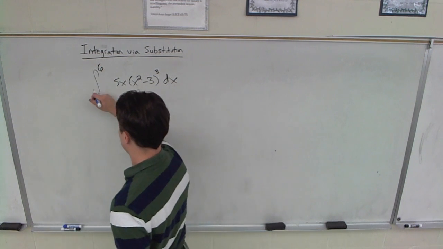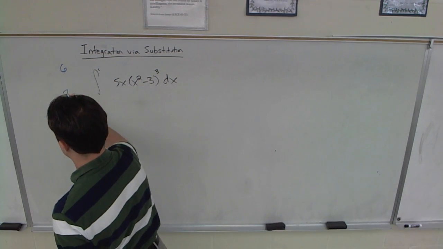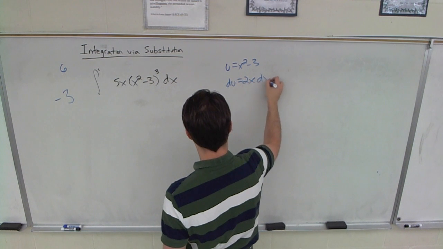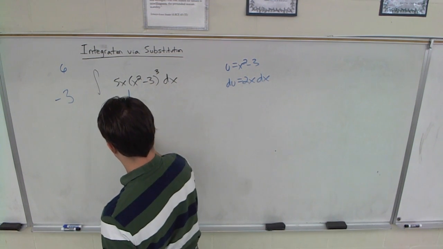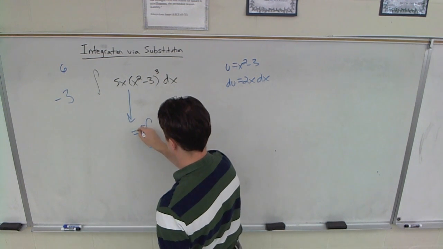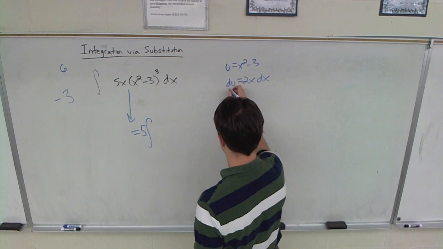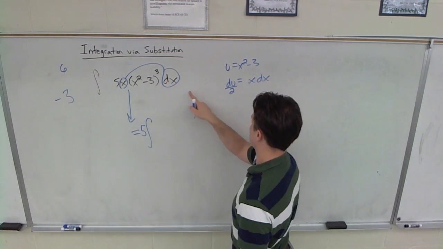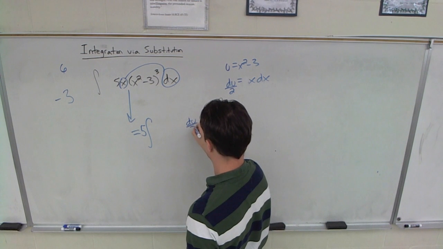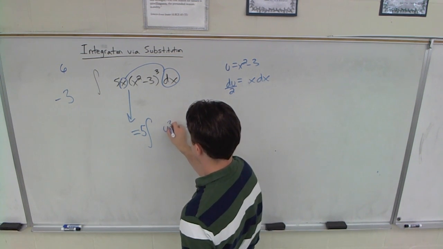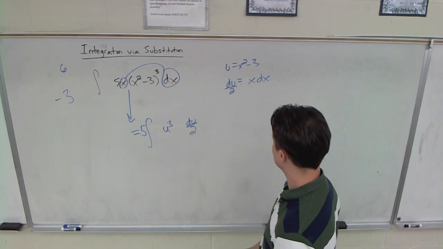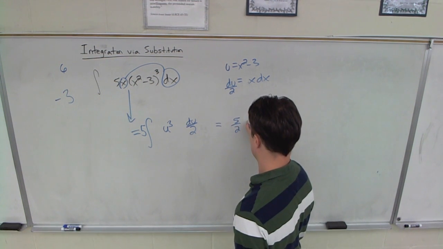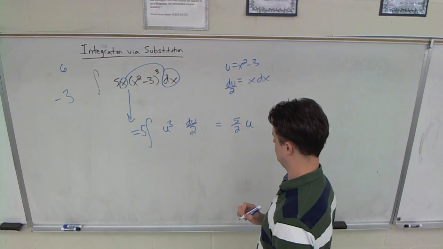So I'm just pretending the limits are gone. Your u is x squared minus 3. So your du is 2x. Put the 5 outside, right? So 5 times 1/2 times u cubed. Am I missing anything? 1/2. Now I substituted it, now we can directly integrate. You're right, u cubed over 2. Antiderivative now.